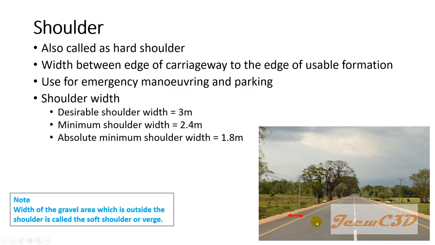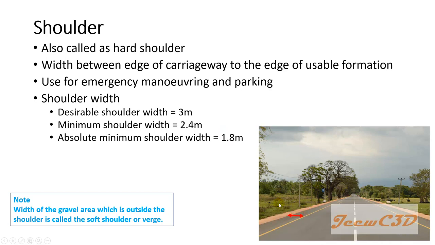If a vehicle breaks down in this area, the vehicle can be parked in this area. So that is why we are using a shoulder. So the desirable shoulder width is 3 meters, the minimum shoulder width is 2.4, and the absolute minimum shoulder width is 1.8. But locally we are not practicing these values since these are too high. So if you adopt these values, your road width will be very high.